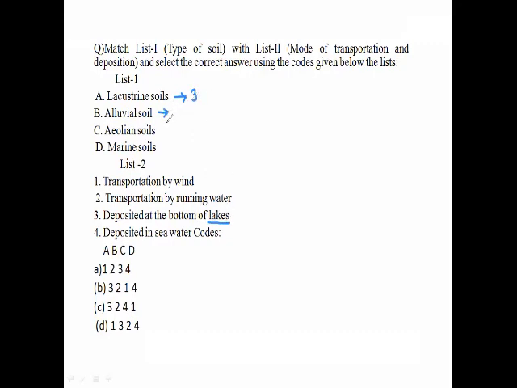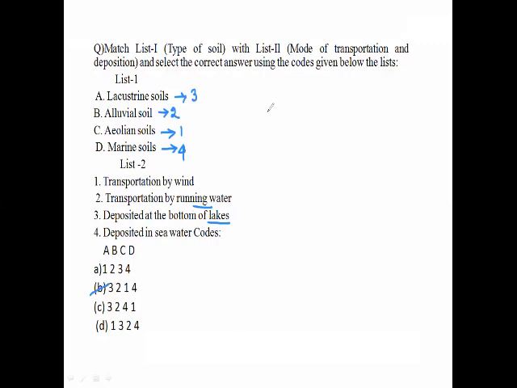Alluvial soils are the ones transported by running water. So we can go with option number 2. Aeolian soils are transported by the wind. We can go with option number 1. As well as the marine soils are deposited in the seawater. We can go with option number 4. So by looking at these, 3, 2, 1, 4, we can go with option B. So therefore the answer is option B.